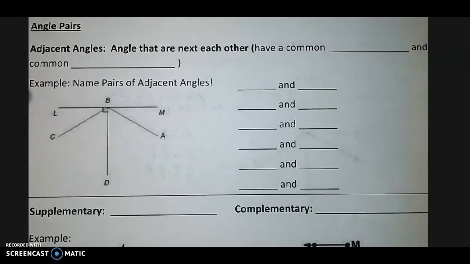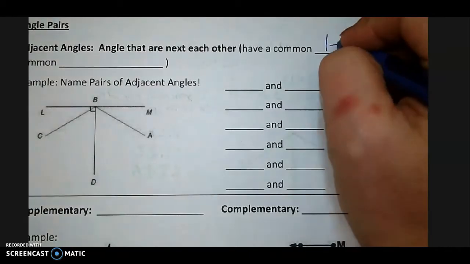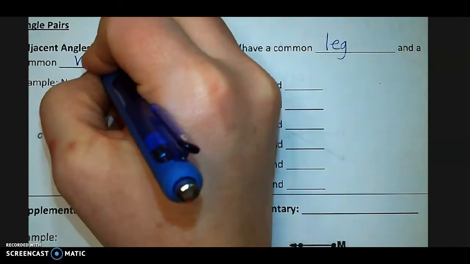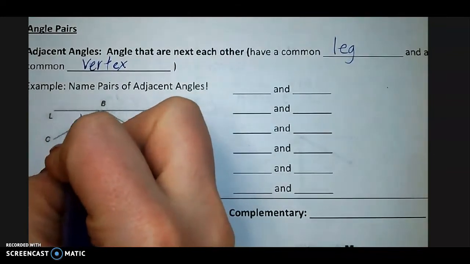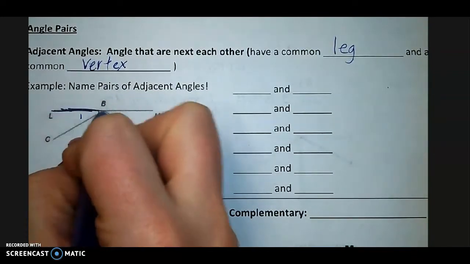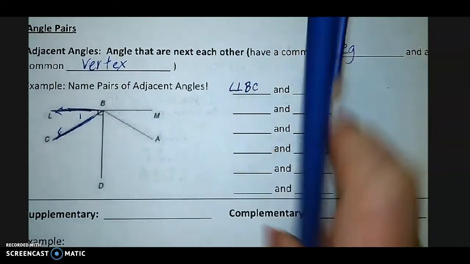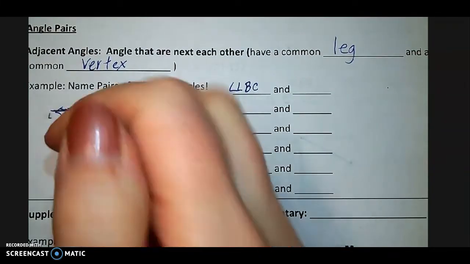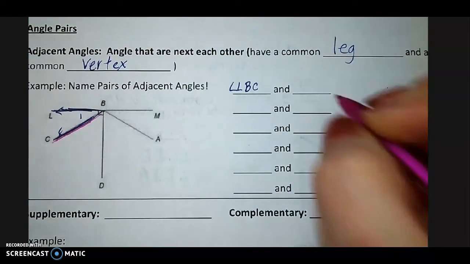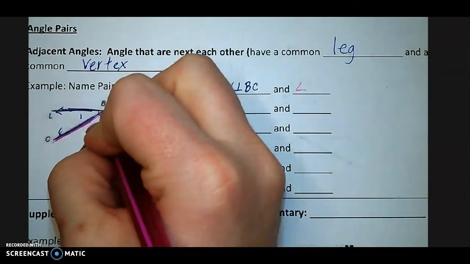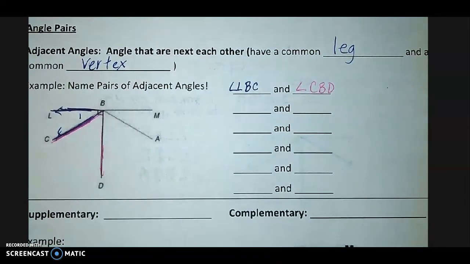On the back, we're going to talk about some angle pairs. So adjacent angles are angles that are next to each other. So they have a common leg and a common vertex. So you might have noticed on the other side that when I was drawing these angles, if this was angle 1, I said, oh, angle 1 is also called LBC. And then when I went to do the next one, I had to go right along that same line. So these are what we call adjacent angles. Adjacent means to be next to. So C to B to D, these are adjacent or next to each other.